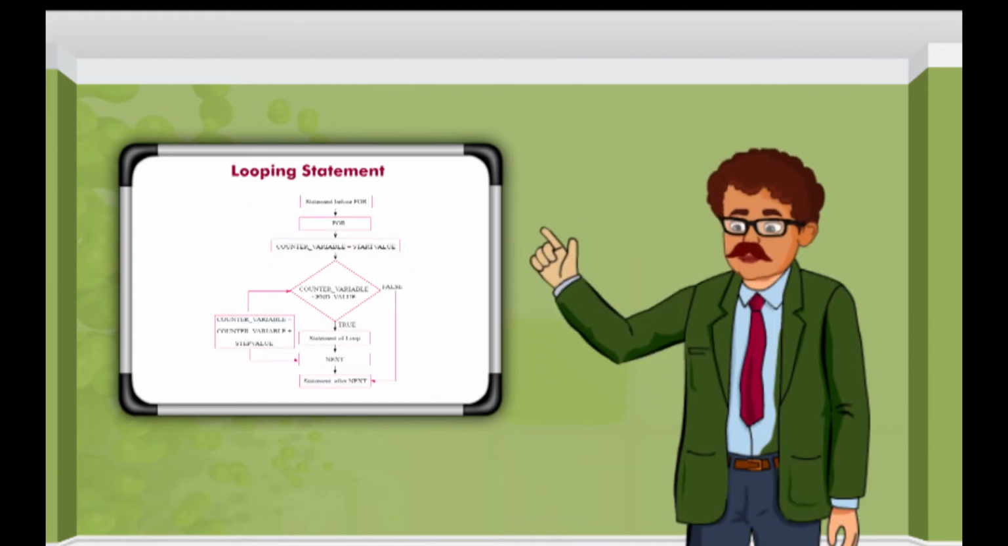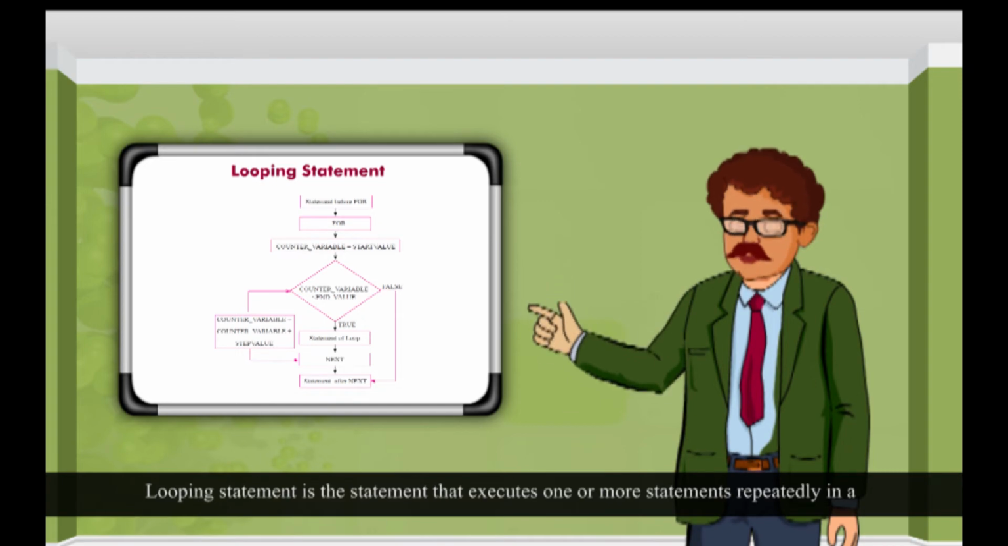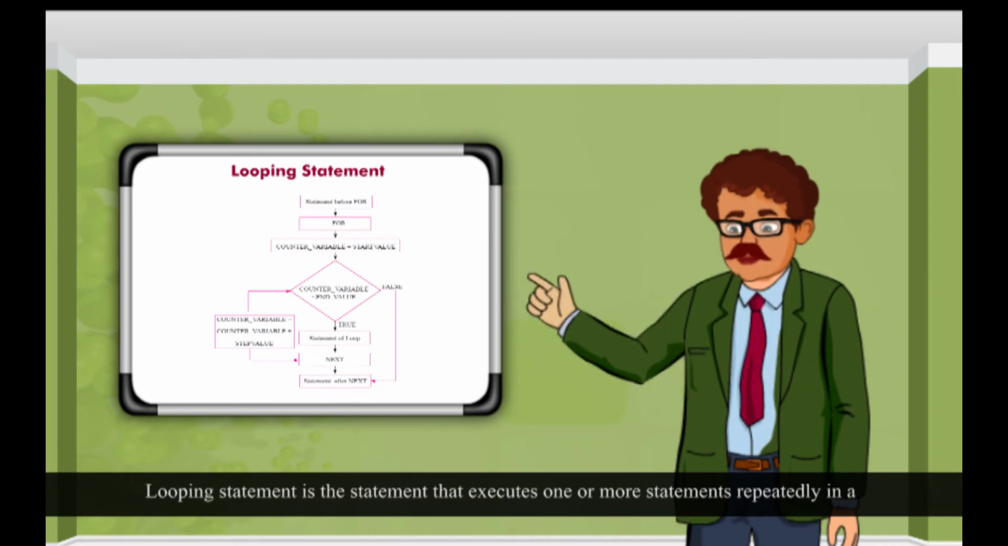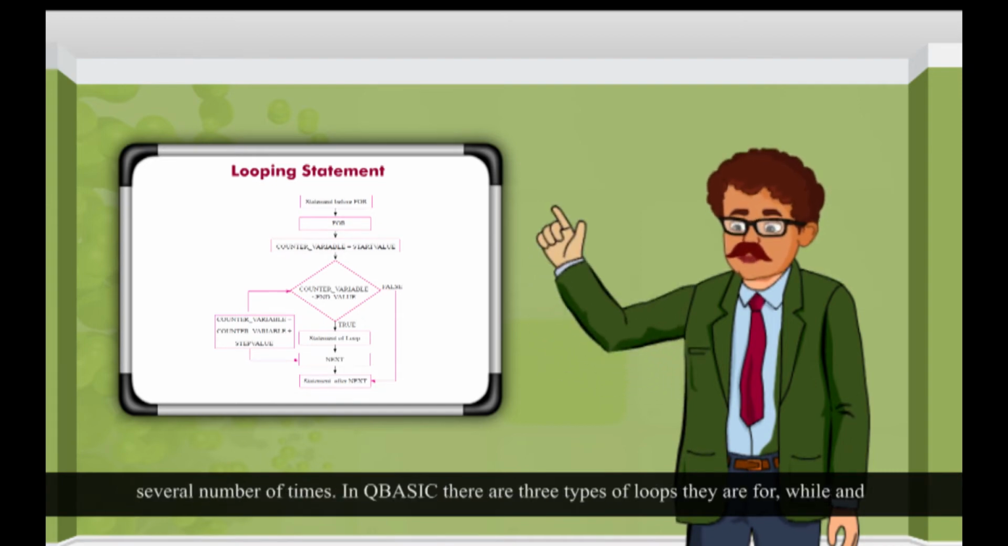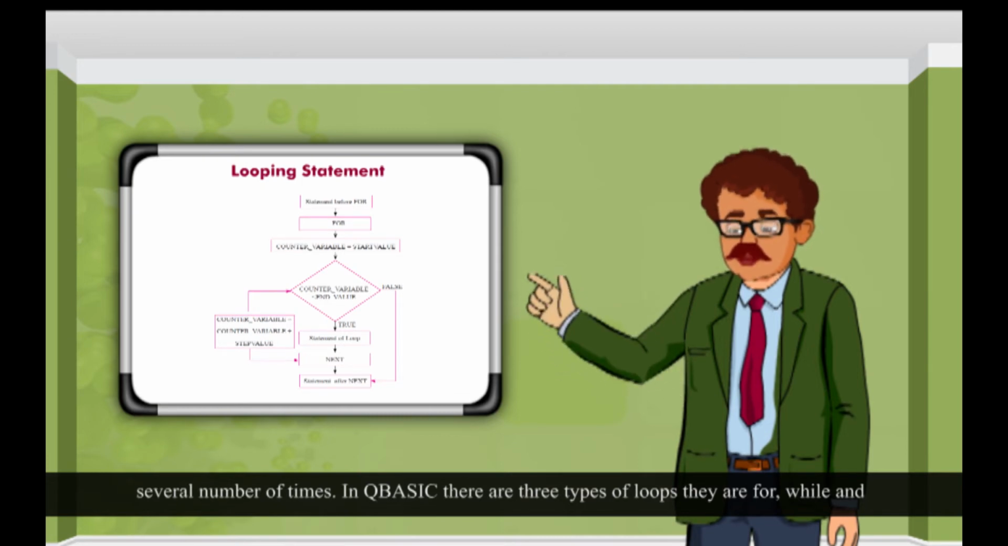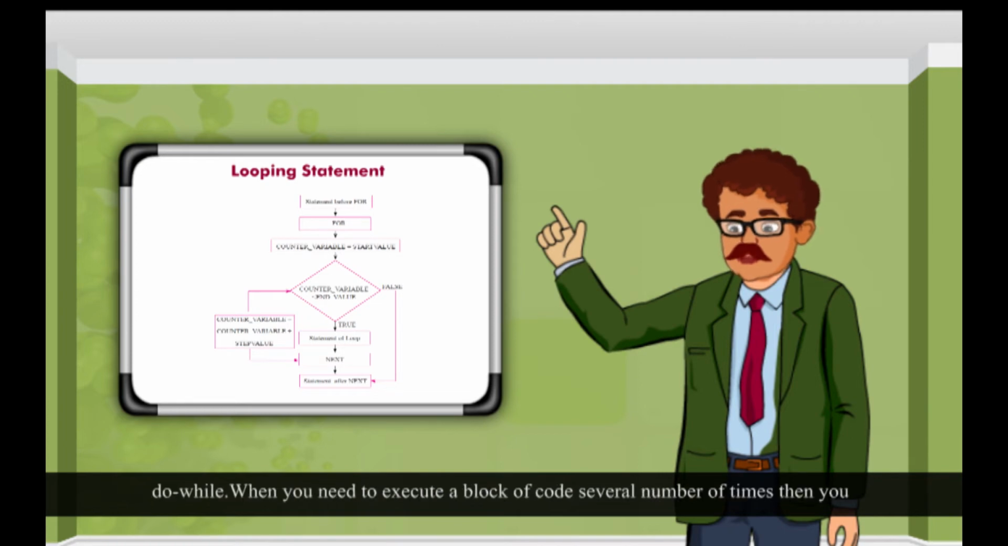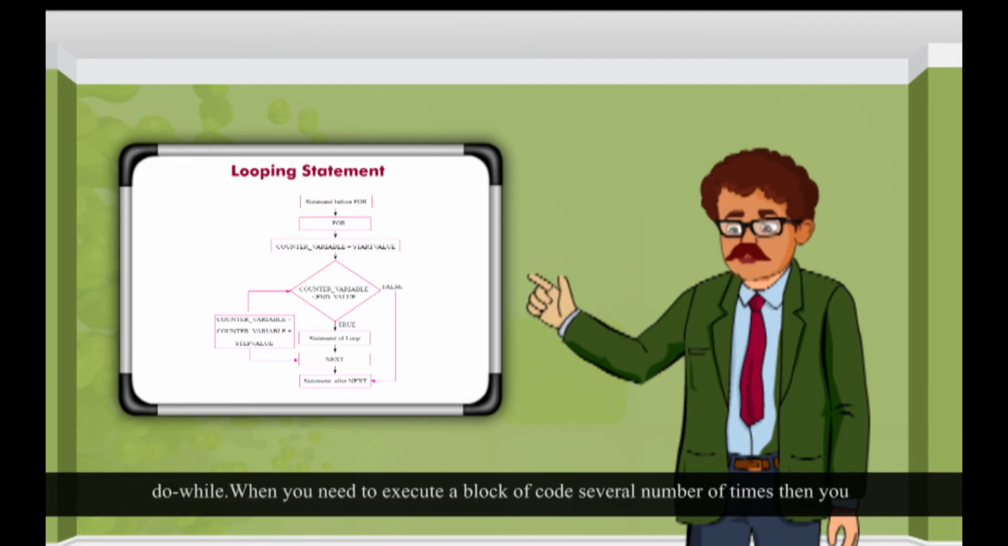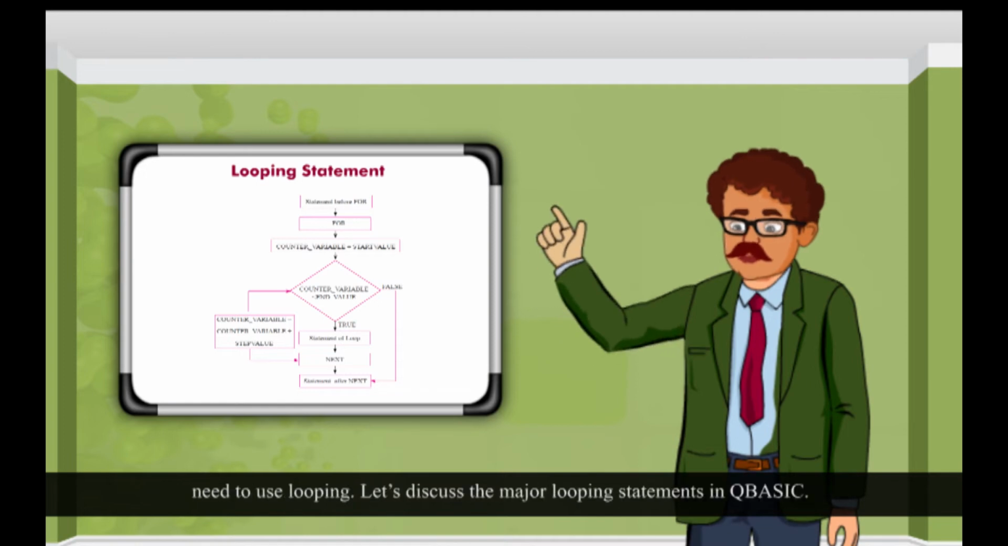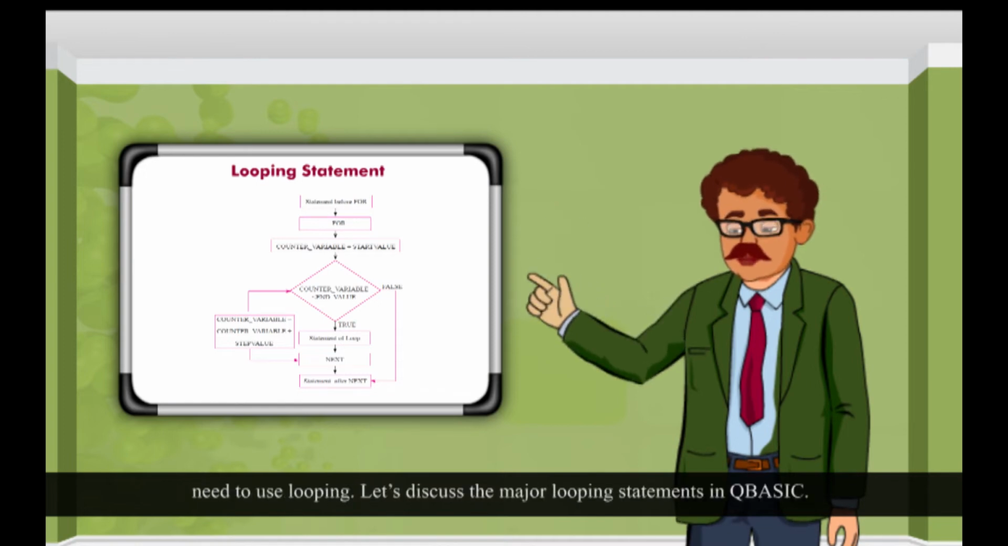Looping statement. A looping statement is a statement that executes one or more statements repeatedly a number of times. In BASIC there are three types of loops. They are for, while and do while. When you need to execute a block of code several times, then you need to use looping. Let's discuss the major looping statements in BASIC.